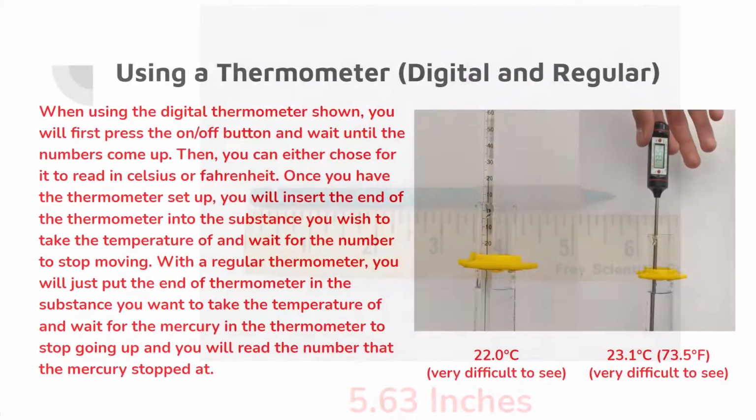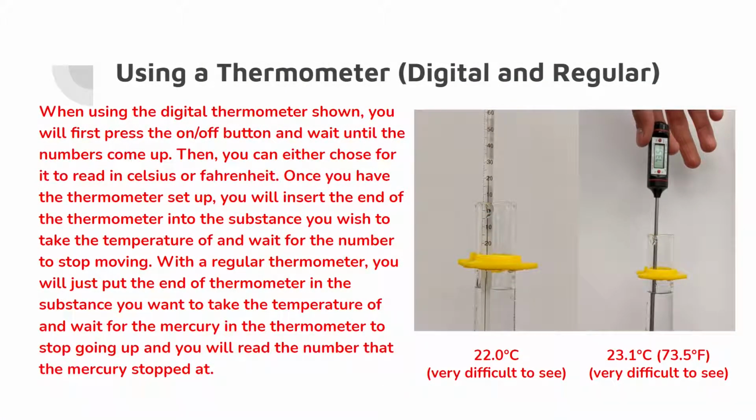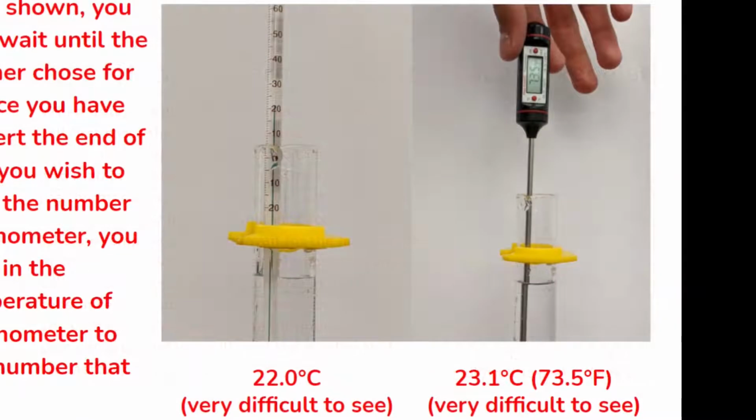For measuring with a thermometer, whether it's regular or digital, there is a process to ensure that you get the correct measurement every time. When using the digital thermometer shown, you will first press the on-off button and wait until the numbers come up. Then you can either choose for it to read in Celsius or Fahrenheit. Once you have the thermometer set up, you will insert the end of the thermometer into the substance you wish to take the temperature of and wait until the number stops changing.